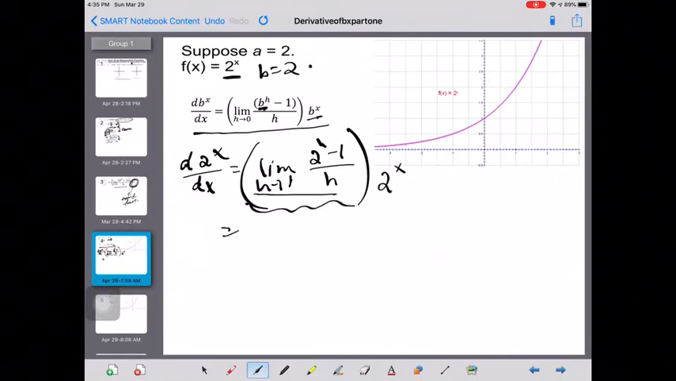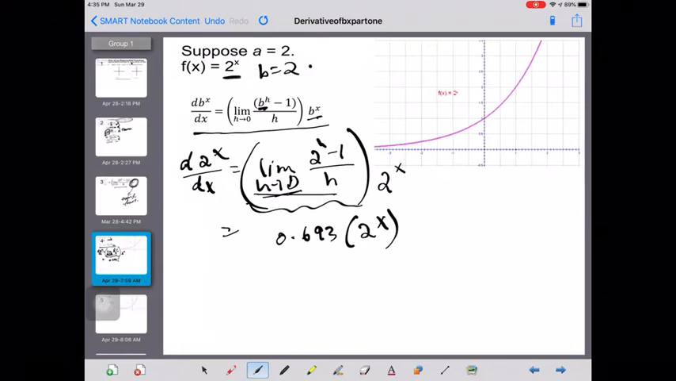Now to get this piece here, at the moment, we're going to let h be really, really small, close to 0.001 or negative 0.001, and sub it in. And if you do that on your calculator, you're going to get 0.693 times 2 to the x. So this is your derivative of 2 to the x.